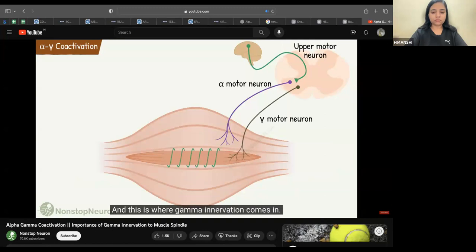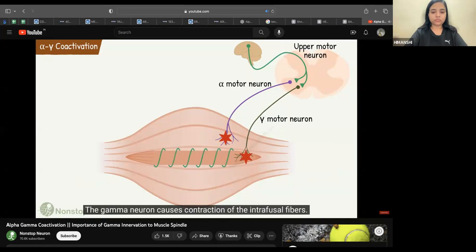And that is where gamma innervation comes in. They also receive signals from the same upper motor neuron. So normally, when alpha motor neurons are activated, the gamma motor neurons are also activated along with them. The gamma neuron causes contraction of the intrafusal fiber.